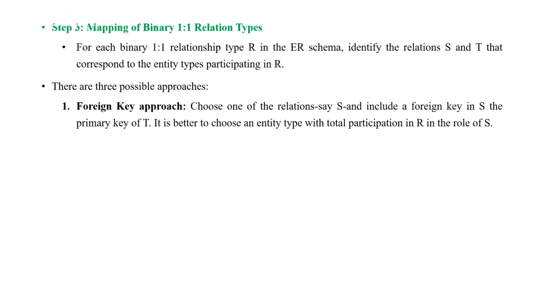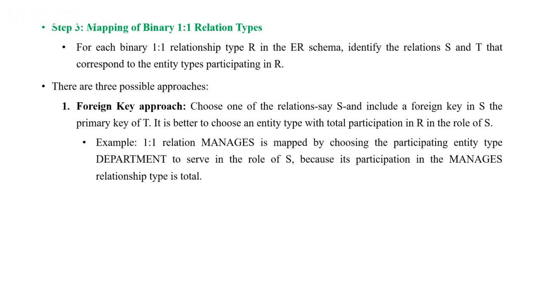So they need to be a total participation in the relationship type R. For example, you can see the 1:1 relation from the company database or entity relationship diagram, where manager is the relationship type, which is mapped by choosing the participation entity type, that is department, to serve in the role of S, because its participation in the manager's relationship type is total participation.